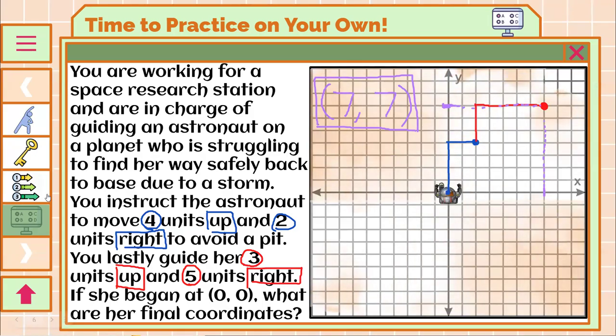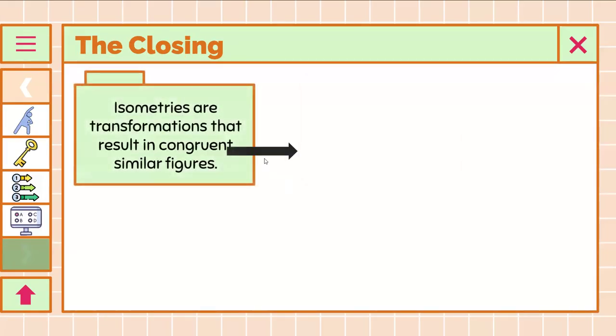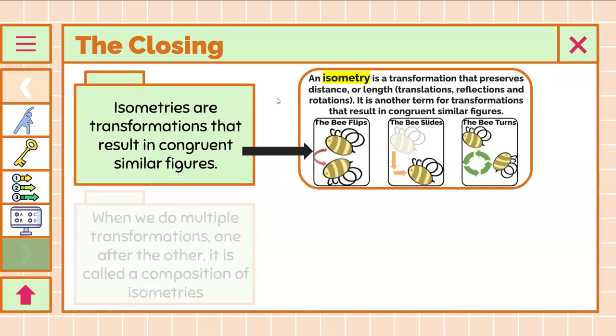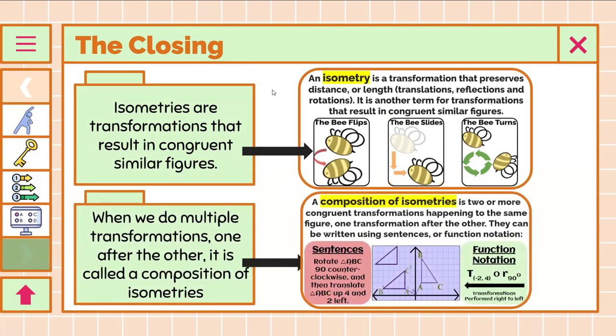Make any corrections if you need to, but I'm going to clear up and go to our closing for part 1, which is that isometries are transformations that result in congruent similar figures. So just a new word for something we've already known about. When we do multiple transformations, one after the other, it is called a composition of isometries. With that, I'll be seeing you in part 2 on our lesson of composition of isometries.